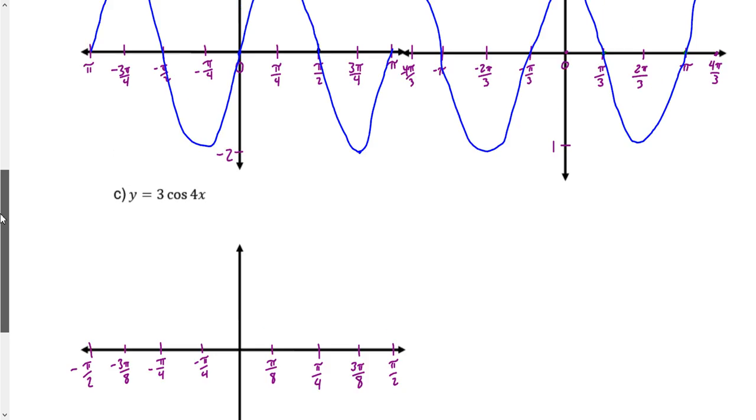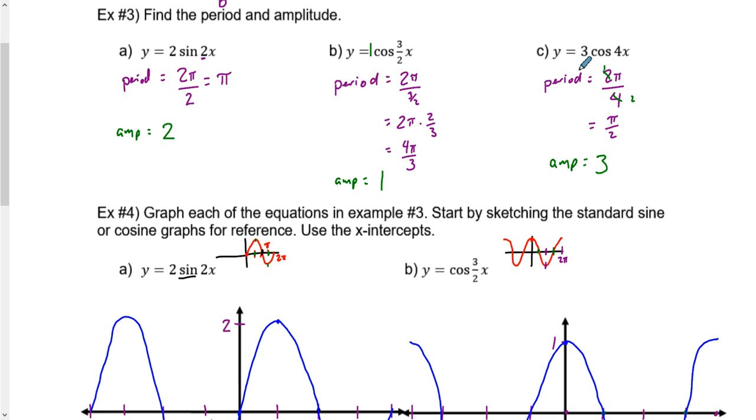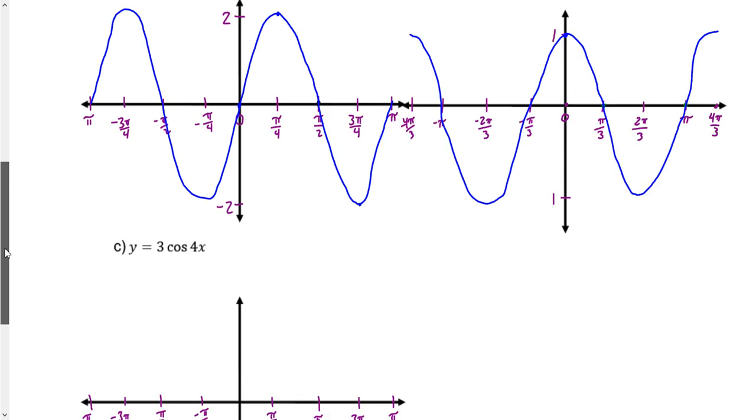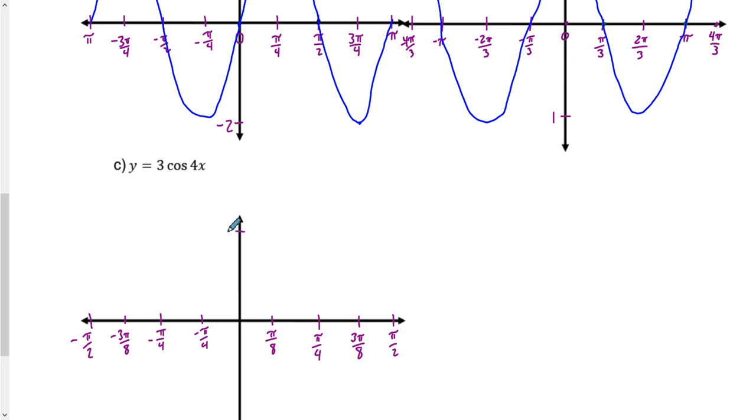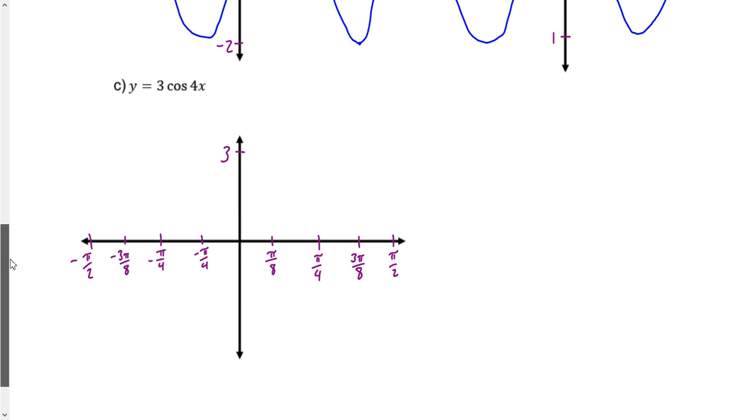Okay, what's its amplitude going to be? Well, it's the number in front, our a value, which is 3. So its highest point is 3. Its lowest point would then be negative 3.